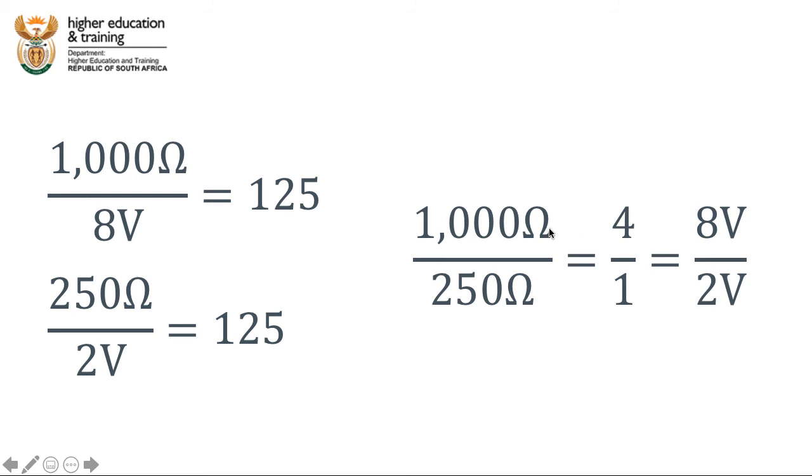In this case, the difference is a factor of 4. The 1000 ohm resistor is 4 times bigger than the 250 ohm resistor, and so the voltage drop across the 1000 ohm resistor is also 4 times bigger than the voltage drop across the 250 ohm resistor. And so the ratio of the resistance values and the ratio of the voltage drops across those resistors are both 4 to 1.